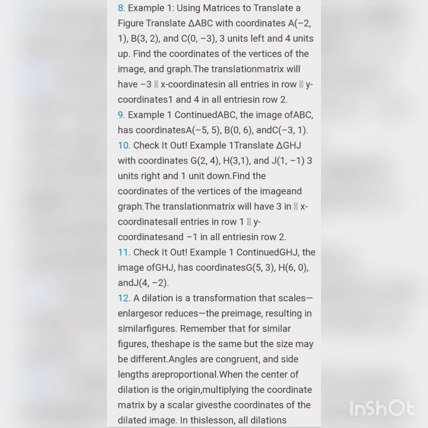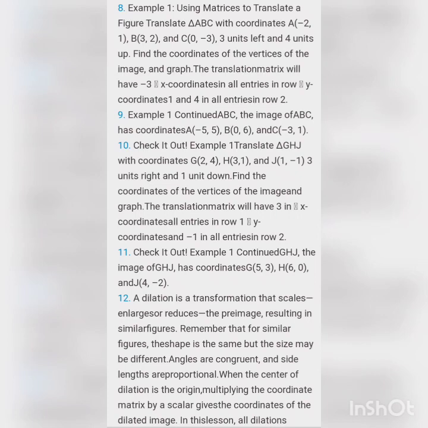Check it out. Translate triangle GHJ with coordinates G 2 comma 4, H 3 comma 1, J 1 comma minus 1, 3 units right and 1 unit down. Find the coordinates of the vertices of the image and graph. The translation matrix will have the 3 x coordinates in one row and the y coordinates, minus 1 in all, in the second row. Example 1 continued: the image of GHJ has coordinates 5 comma 3, 6 comma 0, 4 comma minus 2.